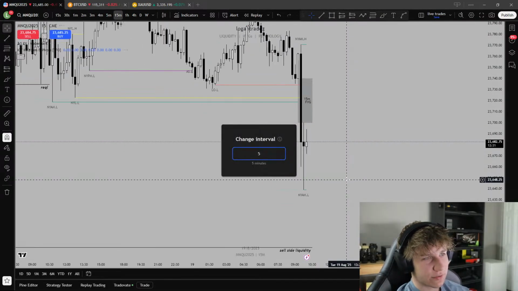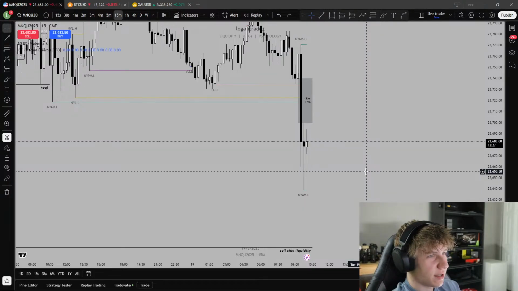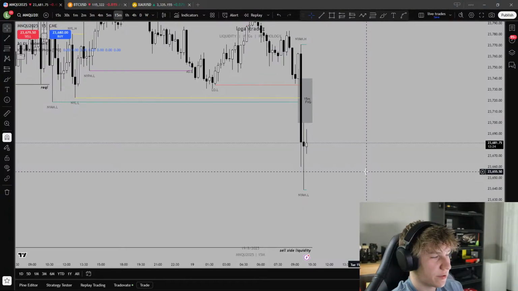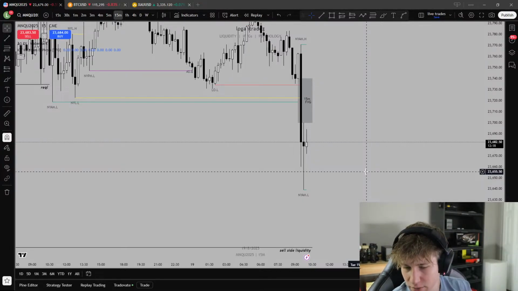We haven't tapped into this 15-minute yet, and I hope I didn't just jinx us. I hope it doesn't hit the 15-minute. I hope we leave it unfilled. Use it as a target for the mech model. Yeah, unless we form a new one on the way down.